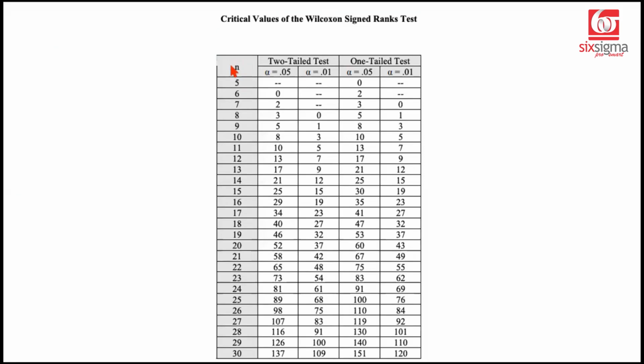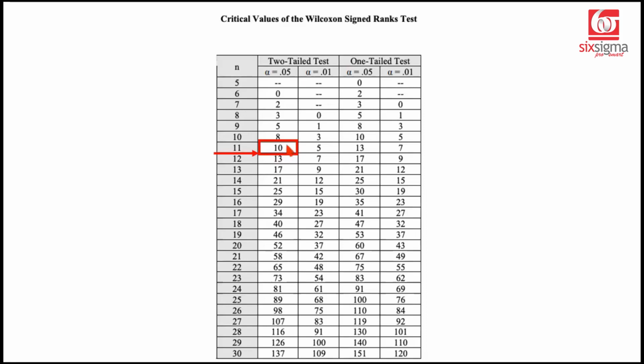Now W critical here depends on the number of observations. But keep this in mind, it is not the original number of observations that you started with. It is after you've discarded the differences which were zero. So in our case, this would be the value 11 that we'll be looking at now, because we had 11 meaningful differences, positives or negatives. We will take that as the value of n. And now we have to check what is the level of significance that we are referring to.